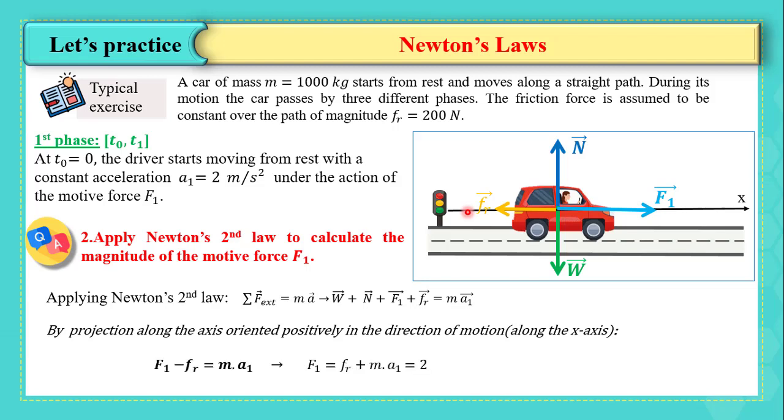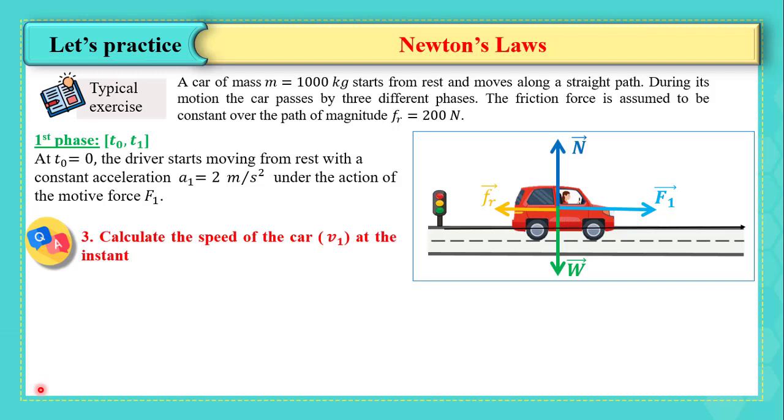After projecting, we obtain that f1, which is positive since it is with the direction of the axis, minus fr, since the minus corresponds to the direction of fr, which is opposite to the direction of the axis, is equal to ma1. Then f1 is equal to fr plus ma1. We substitute each factor by its value. Fr is equal to 200, m is equal to 1000, and a1 is equal to 2. Upon calculating, we obtain 2200 Newton.